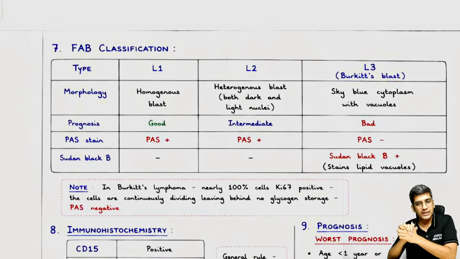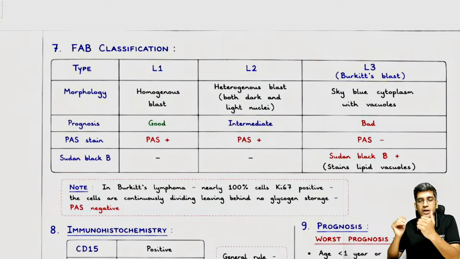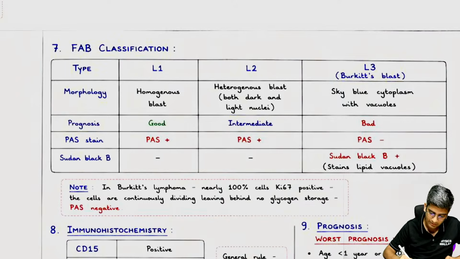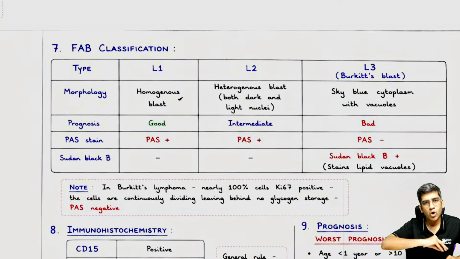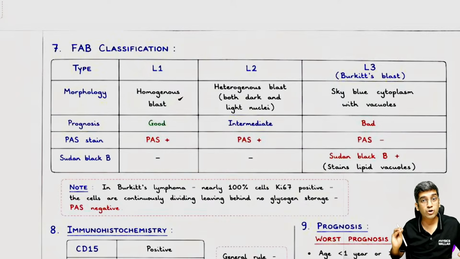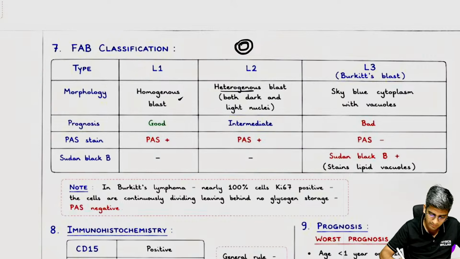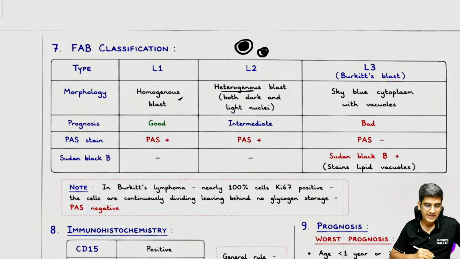We don't use that anymore, but still most of the examiners expect an FAB classification. Do write them. We divide the blast into L1 blast, L2 blast, and L3 blast. L1 blast will be more or less homogeneous. All of them look uniform. Very good prognosis. L2 blast is heterogeneous, which means I'll have a bigger blast and a small blast as well, right? That's an intermediate prognosis.